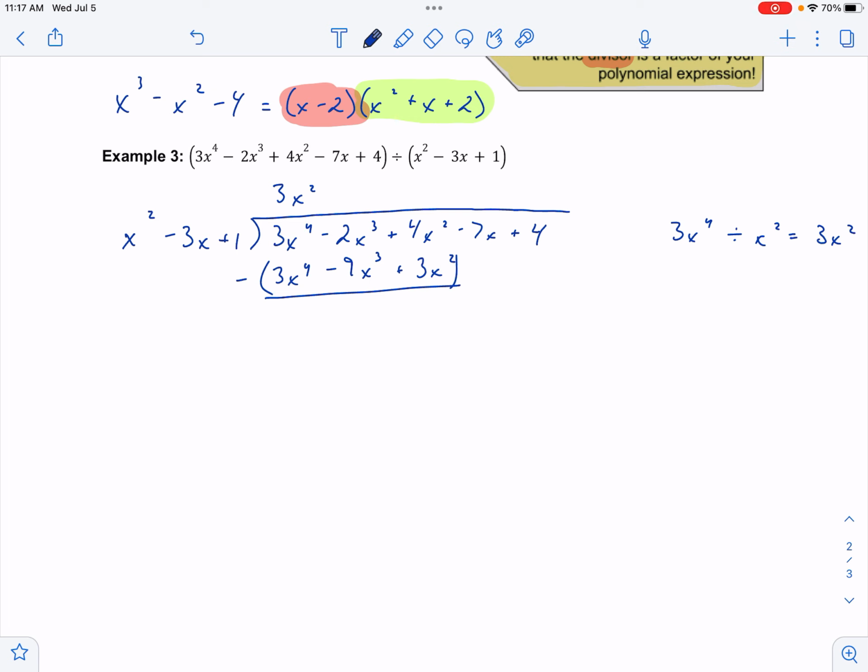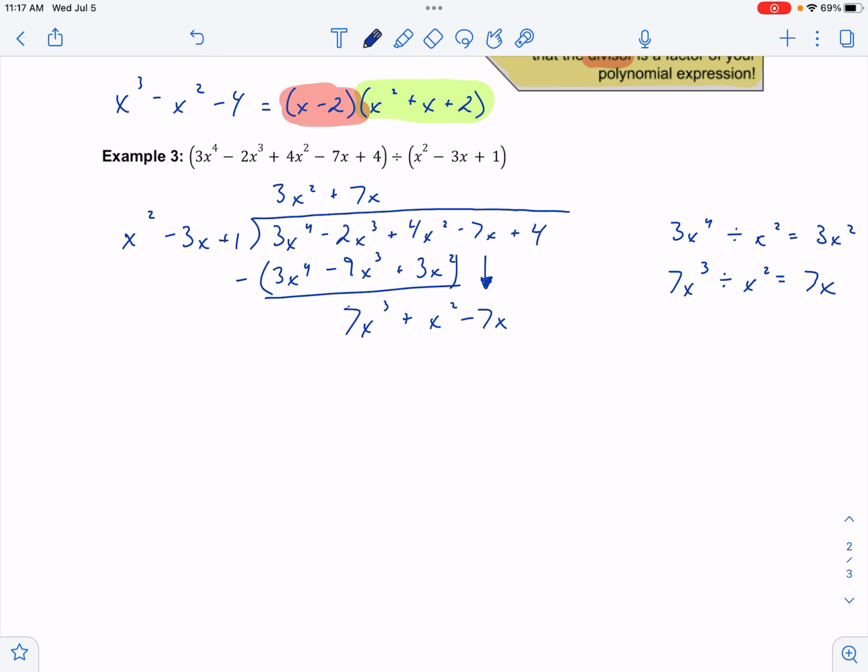3x to the 4, take away 3x to the 4 is nothing. 2x cubed, take away negative 9x cubed is like saying negative 2x cubed plus 9x cubed, which will be 7x cubed. And then 4x squared, take away 3x squared is just an x squared. I bring down my negative 7x. And the process repeats. Now I take my first term, 7x cubed, divided by x squared, leaving me with 7x.